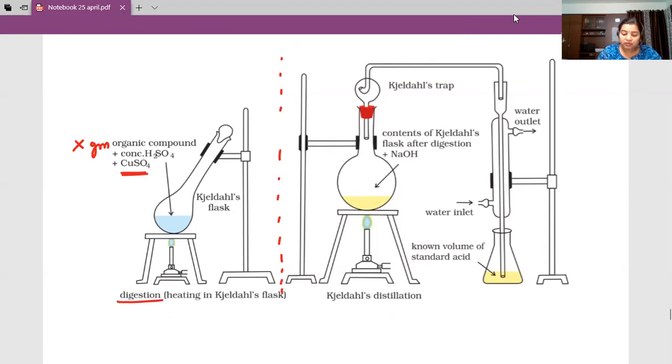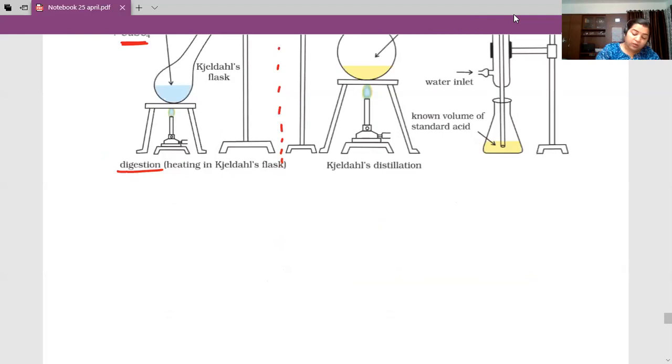This is called digestion. Okay, we are heating it in Jaldal's flask. Jaldal's flask is very technical, or else you can heat it in the lab using your normal round bottom flask also. As a result of this whole process, the nitrogen in our organic compound is converted to ammonium sulfate. We do this very vigorously, and ultimately what we get is ammonium sulfate.